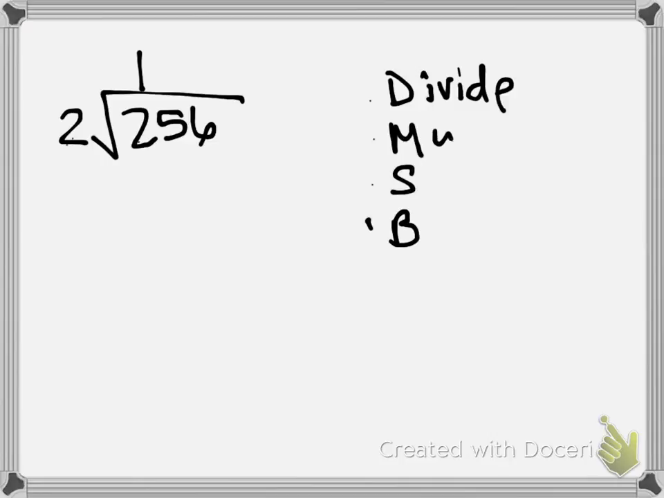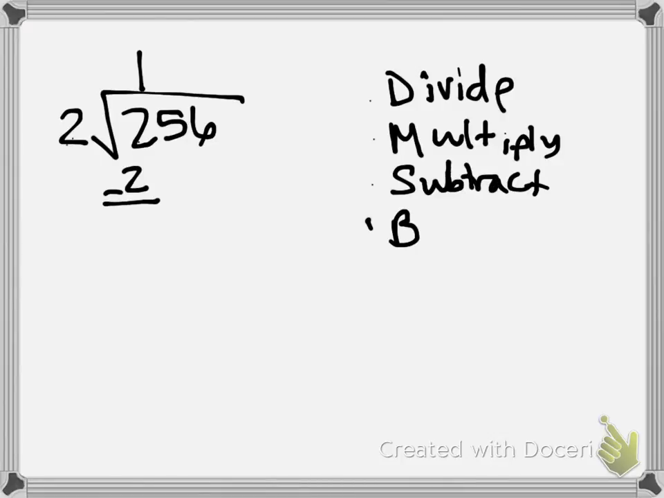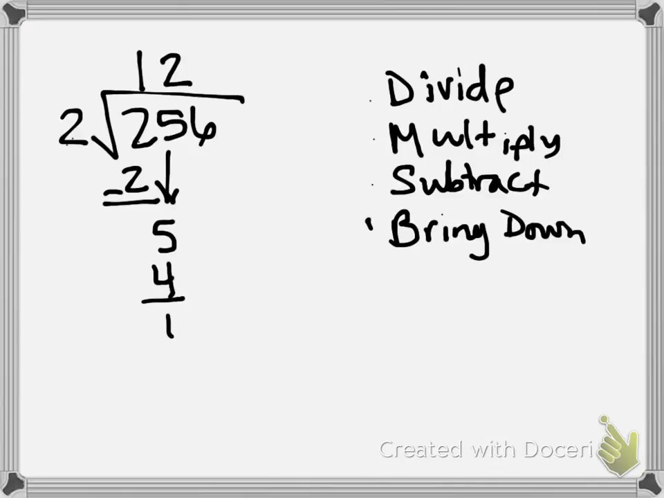So then our next step was to multiply. 1 times 2 is 2, and then we subtract. So when you subtract that, you get 0. And then you bring down the 5, and you start the whole process again. So 5 divided by 2 is 2, and there's a little remainder, and we never cared about that. 2 times 2 is 4, subtract, you get 1, bring down. 2 goes into 16 8 times, 8 times 2 is 16, remainder 0.